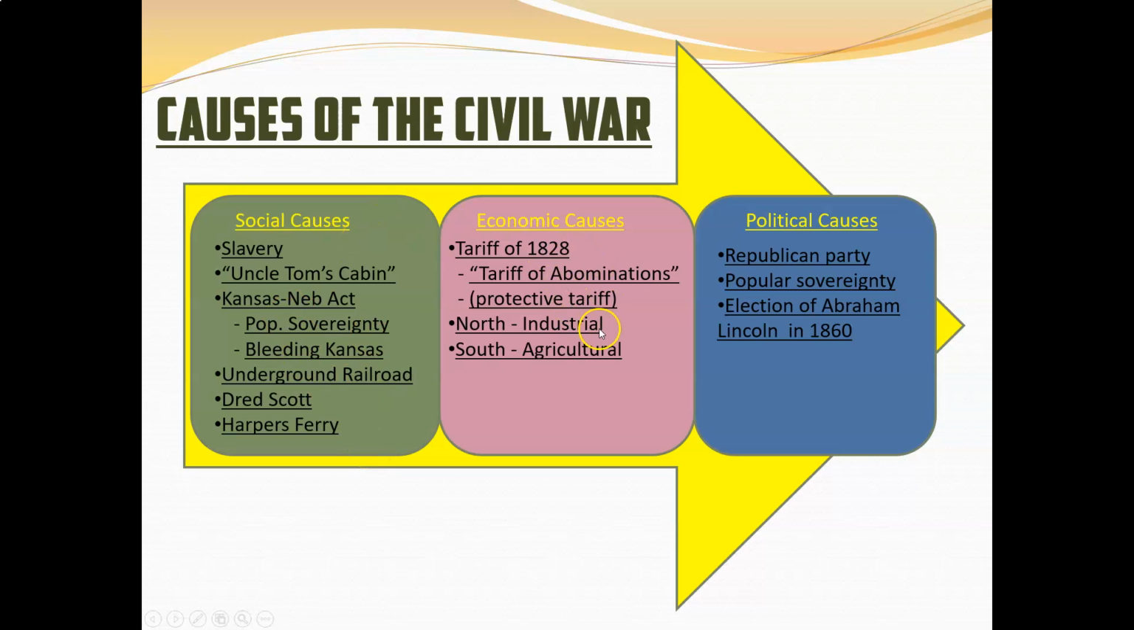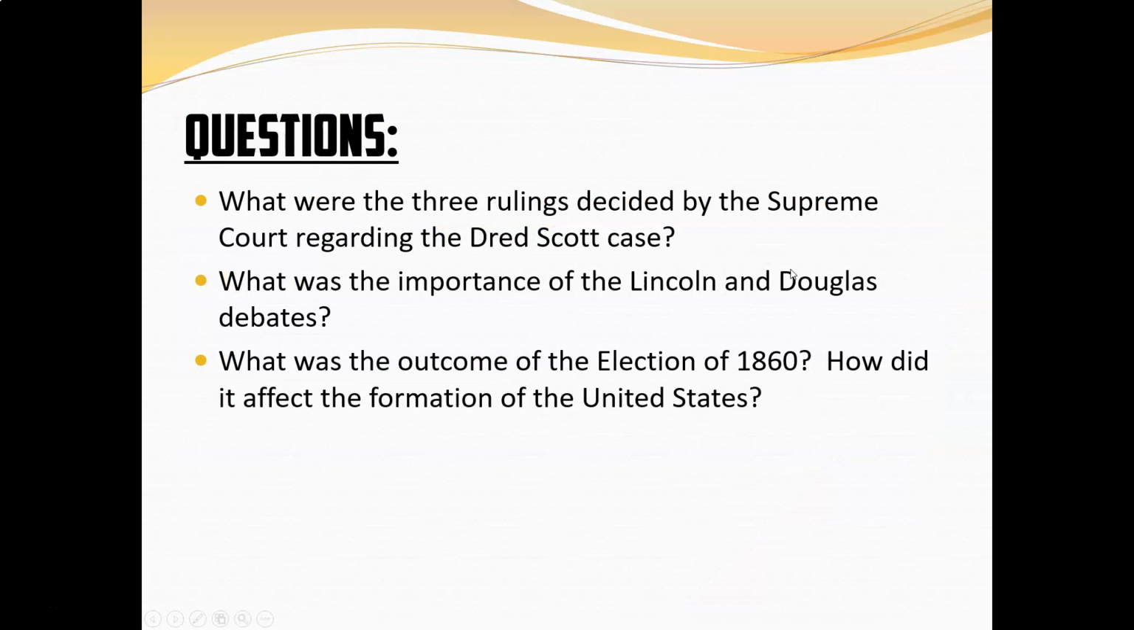Economic problems started long before that, back all the way when Jackson was president with the Tariff of Abominations. Remember, South Carolina was on the verge of secession even then. Also, these huge sectional differences between the Industrial Society of the North and the Agricultural Society of the South. Finally, we have the political causes, where you have the Republican Party forming, which is becoming an abolitionist party. Popular sovereignty being left up to people to decide whether or not it's going to be slave or free, which led to more problems. And then finally, the election of Abraham Lincoln in 1860.